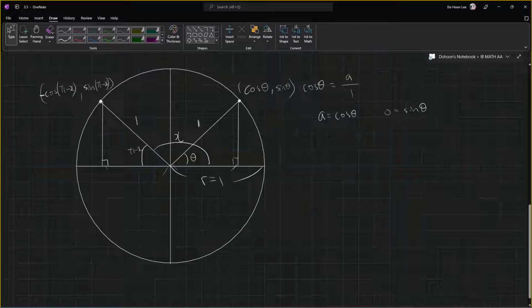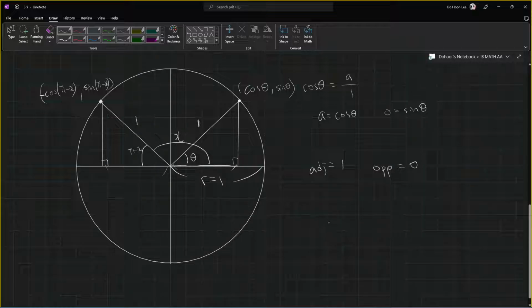Now, let's look at some special angles that are worth noting and perhaps memorizing. Let's start with 0. If the angle is 0 radians, then what would the adjacent and opposite be? The angle is 0. The adjacent will be 1, and the opposite would be 0.